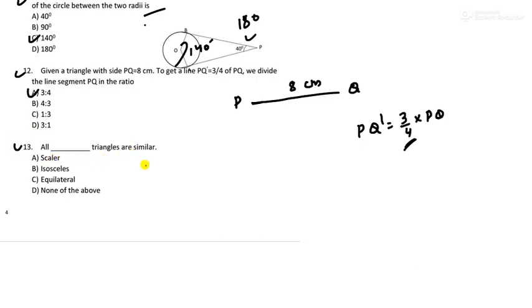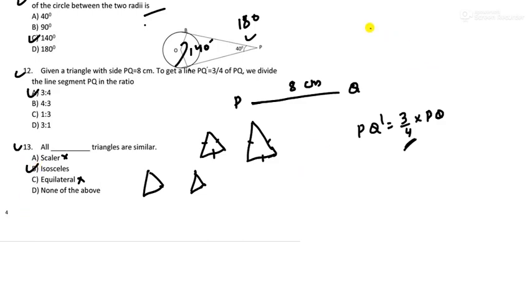All dash triangles are similar. What do you mean by similar? Their corresponding sides are in the same ratio. We call that similar, meaning of the same shape but different sizes. So scalene can't be. Equilateral, they also can't be. Isosceles can be, because these two sides are equal, so we can make it like that only. This can be smaller, we can make these two equal. So option B, isosceles, is the correct answer.